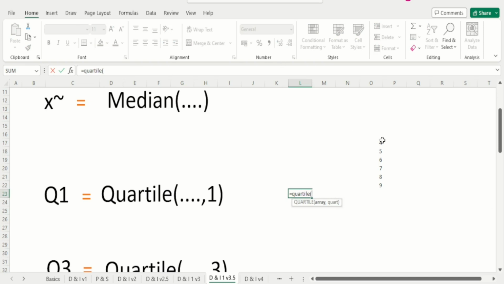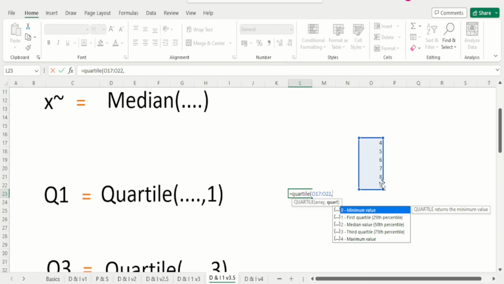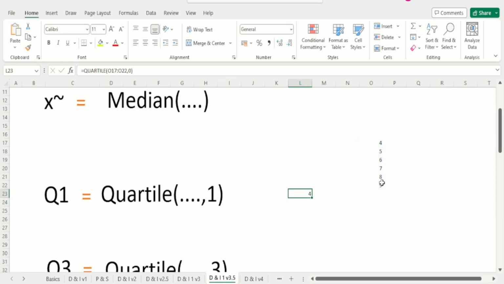One quick note on this: if you look at the quartile formula within Excel, what you'll notice is, so if I select the data range here, you see what Excel tells you is that the minimum value is 0. So in effect, Excel is giving you the possibility or the choice of 5 quartiles. Those 5 quartiles would be the minimum value, the first quartile, the median, which is also the second quartile, then you have the third quartile, and finally the maximum value, right? So if you were to use 0, for instance, it will give you the number 4, which is the minimum value in this distribution.